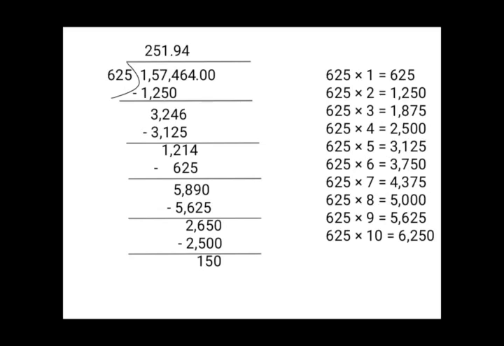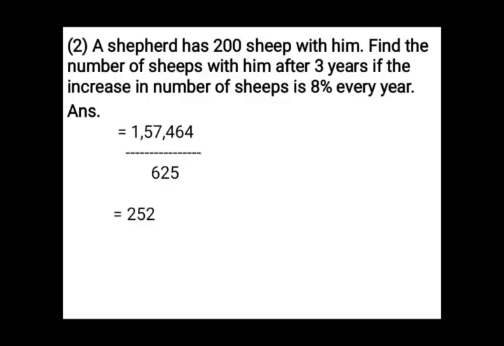After the decimal point it should be 2 digits. Now after the decimal point, number 9 is there. Number 9 is greater than 5. If you have a number greater than 5, then to the digit before it you have to add plus 1, and it becomes 252. Therefore, the number of sheep after 3 years is equal to 252.